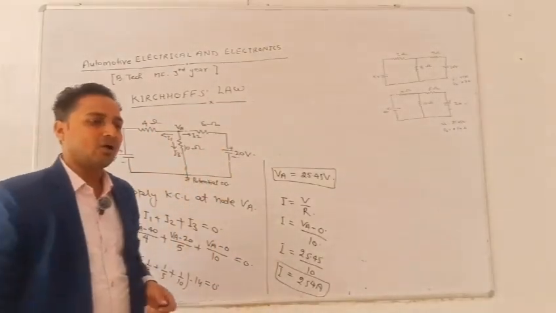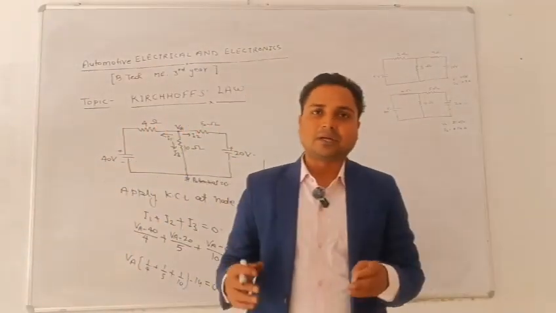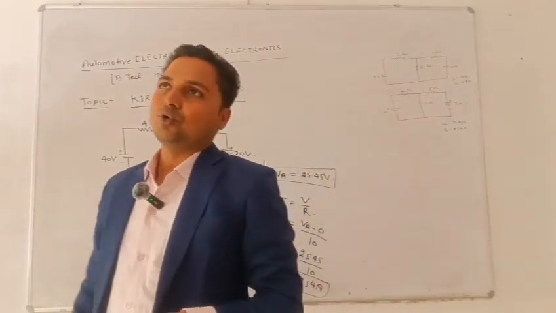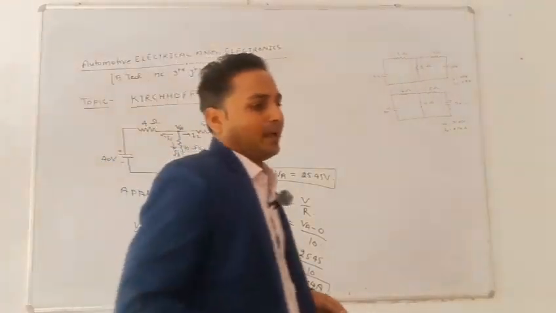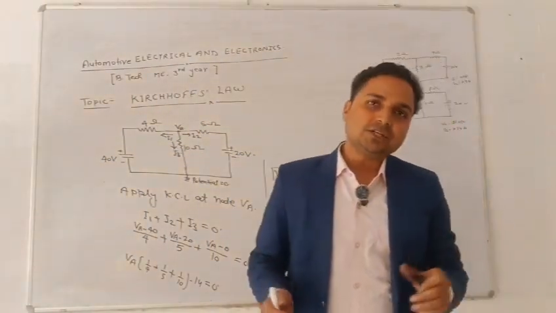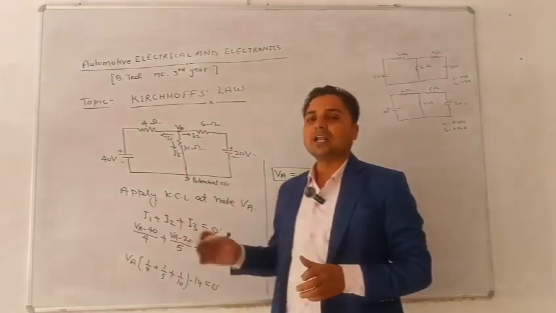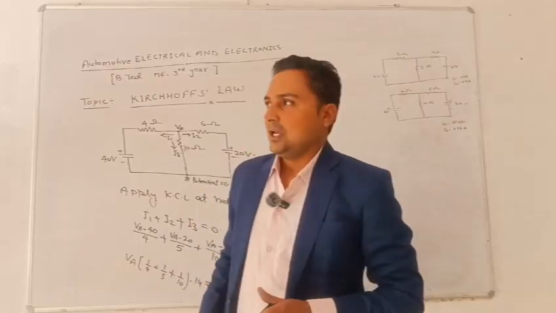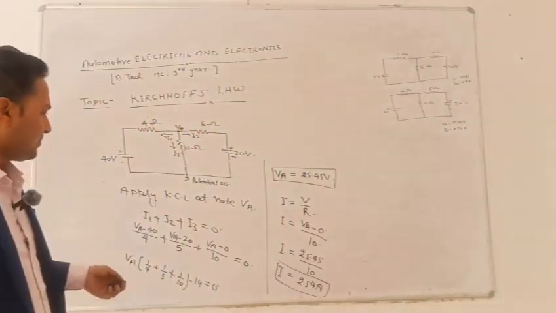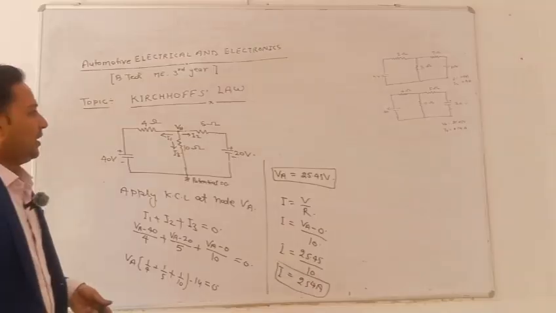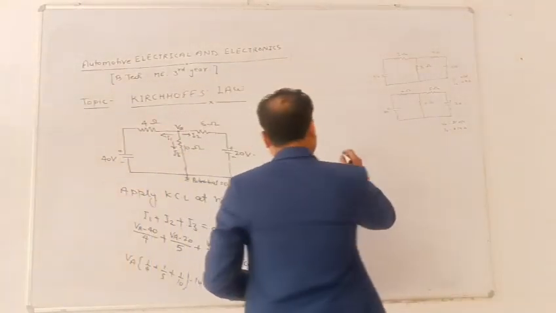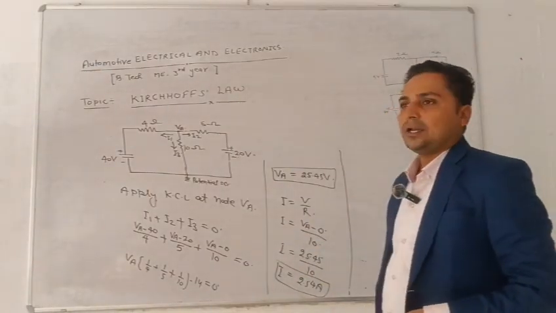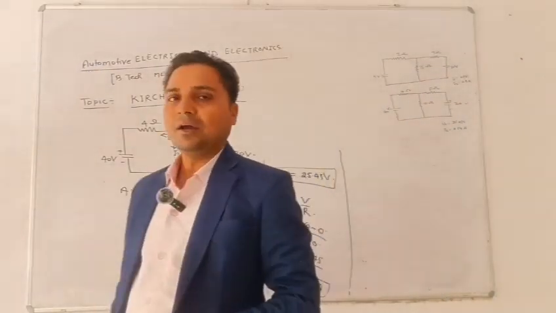So this is the basic fundamental of Kirchhoff's current law and Kirchhoff's voltage law. Kirchhoff's voltage law is based on the principle of conservation of energy, whereas Kirchhoff's current law is based on the conservation of charge. With these two numerical basic concepts, we have understood all the concepts regarding Kirchhoff's laws, Kirchhoff's voltage law and Kirchhoff's current law.